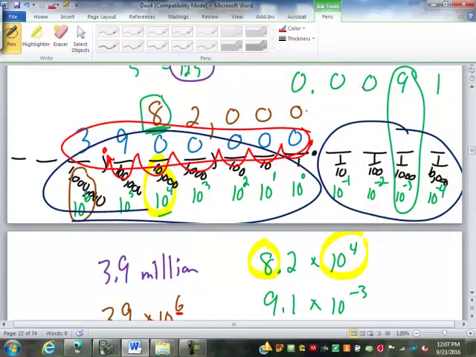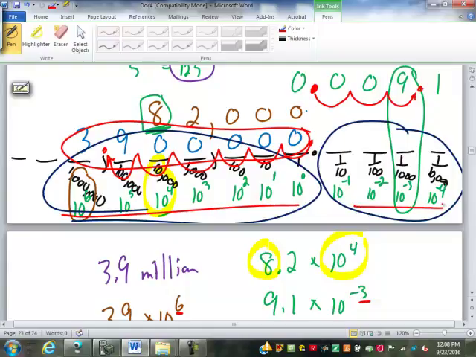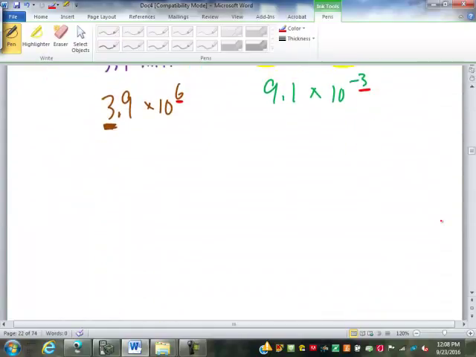For our 0.0091, the decimal point started here and had to move to here. It went 1, 2, 3 spots. Notice there's a 3 in my power of 10. Now 0.0091 is a very small number, so it is a negative power of 10. It's in the negative place values. So we can remember the positive or negative just by where the place values are on our place value chart. But we don't actually have to draw it out.